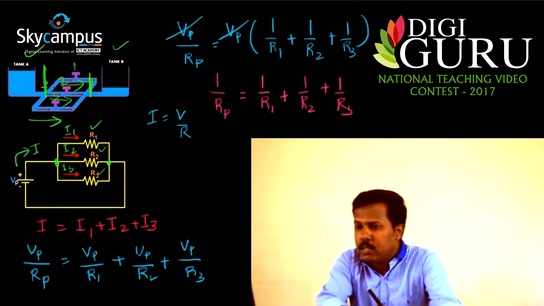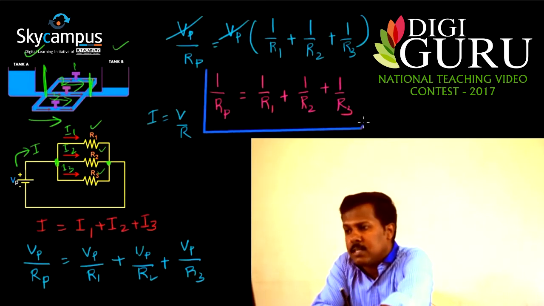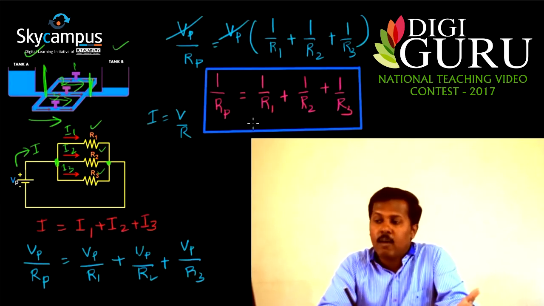So this is an important equation. What this equation says is that the reciprocal of the total resistance in a parallel circuit is equal to the sum of the reciprocals of the individual resistors. 1 by Rp is equal to 1 by R1 plus 1 by R2 plus 1 by R3.